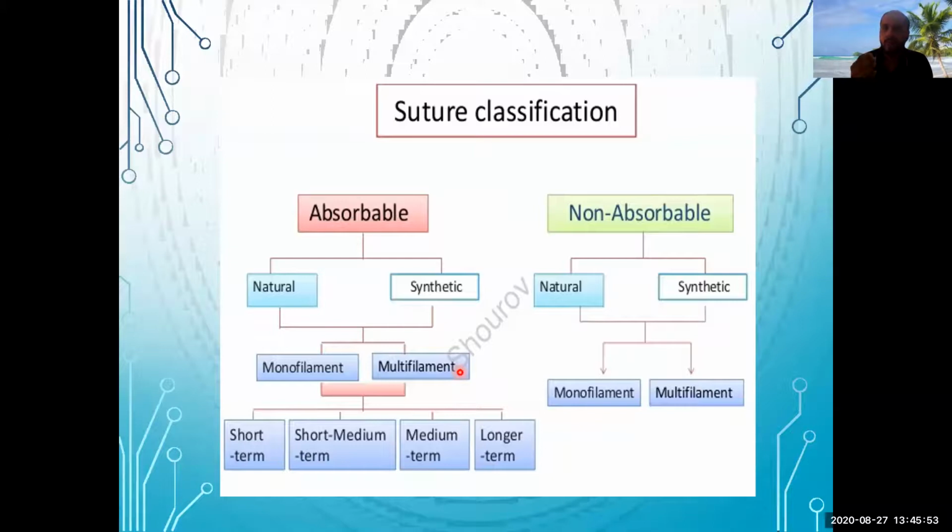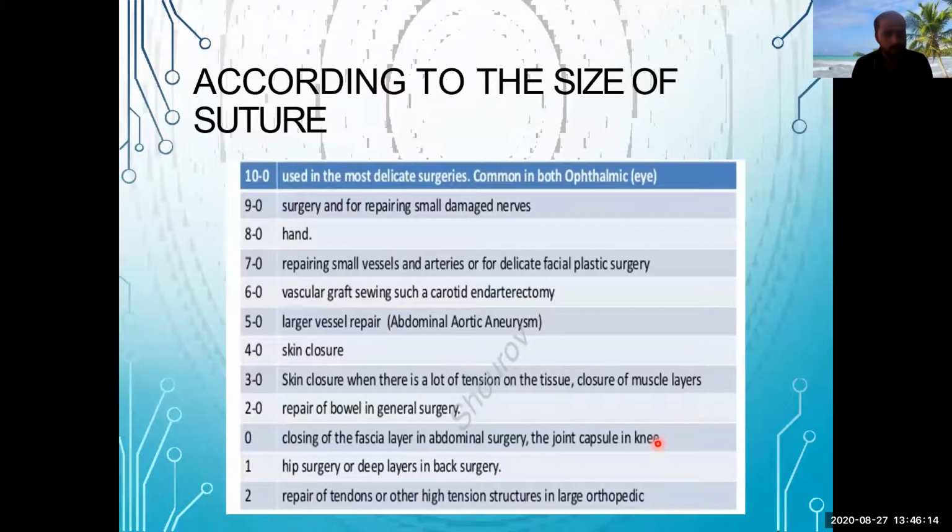Monofilament means if we take a cross section of the suture, you will find that it is made up of a single filament, while the multifilament has multiple threads, multiple filaments. Okay. Then short term, medium term, long term. This depends upon its longevity, how long it will survive in the tissue.